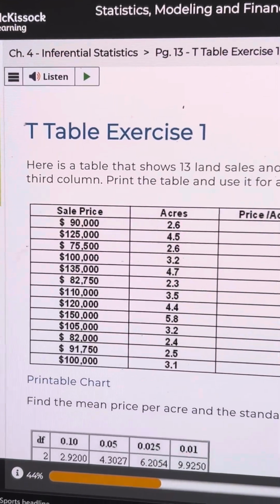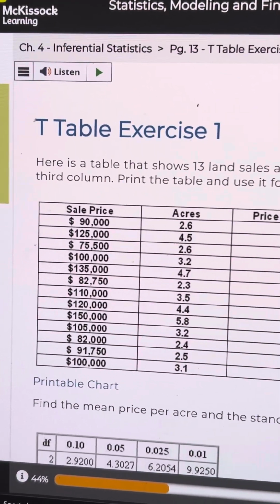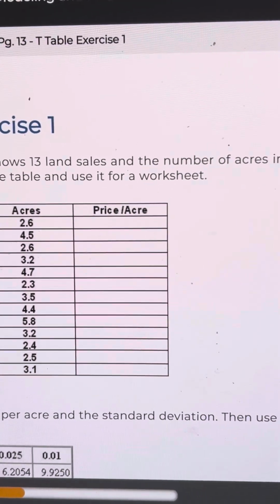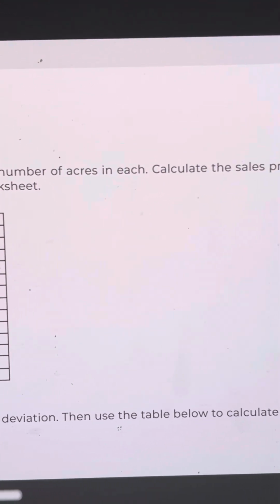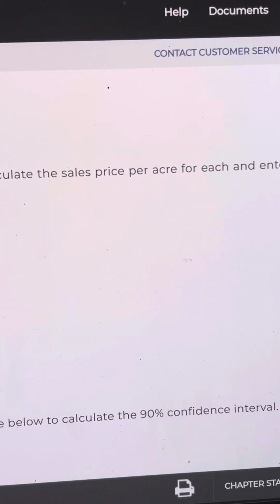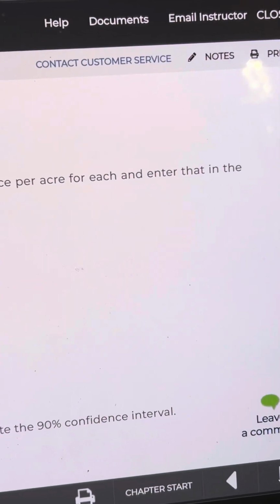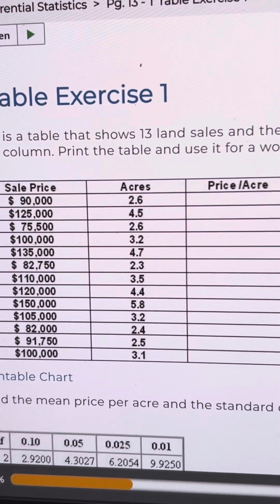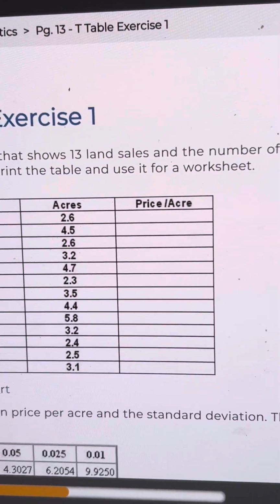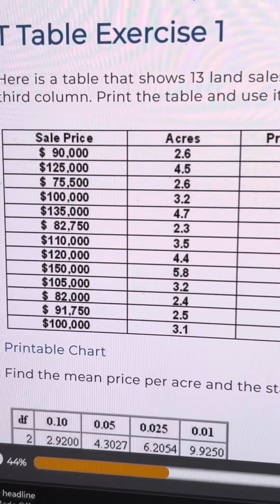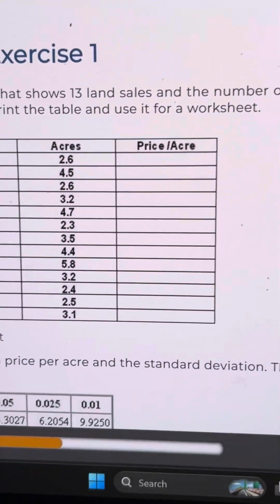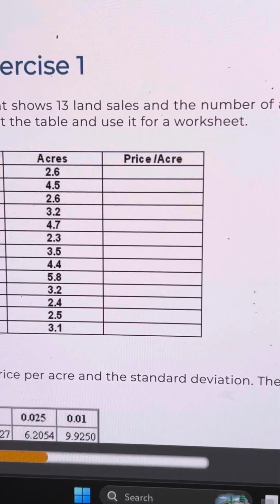Page 13, T-table exercise number 1. Here is a table that shows 13 land sales and the number of acres in each. Calculate the sales price per acre for each and enter that in the third column. Print the table and use it for a worksheet. It shows the sales prices, the acres, and then price per acre, which is blank.